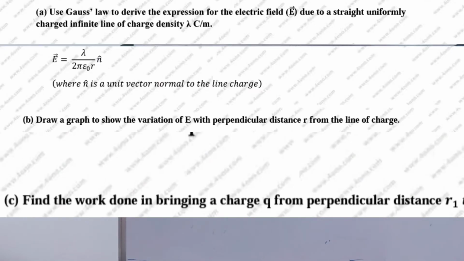Now the next question: use Gauss law to derive the expression for electric field E due to a straight uniformly charged infinite line of charge density lambda coulomb per meter. The second part of this question is to draw a graph to show the variation of electric field with perpendicular distance r from the line of charge. And the last part is to find the work done in bringing a charge q from perpendicular distance r1 to r2, where r2 is greater than r1.